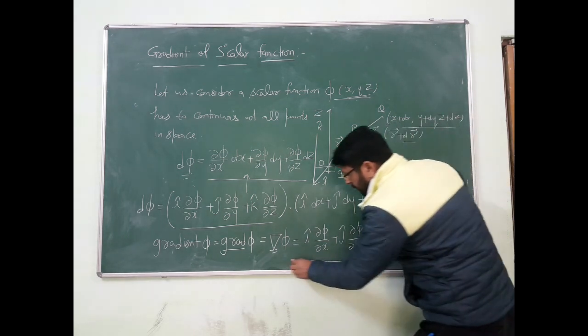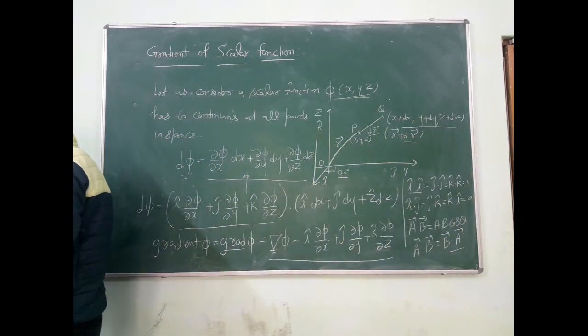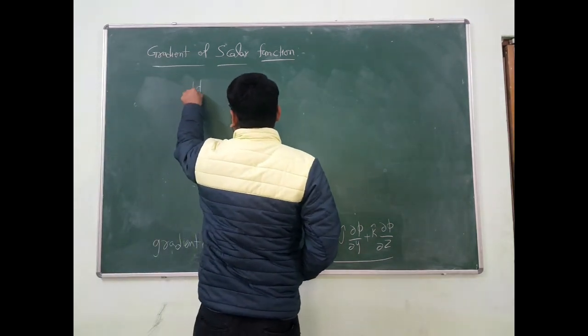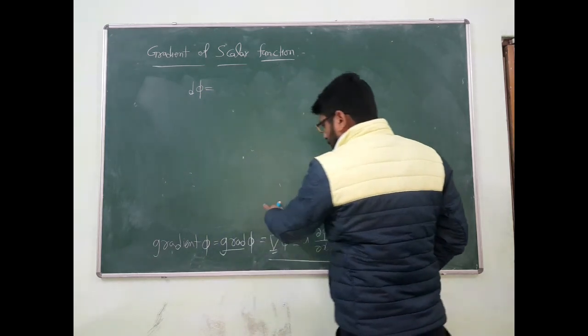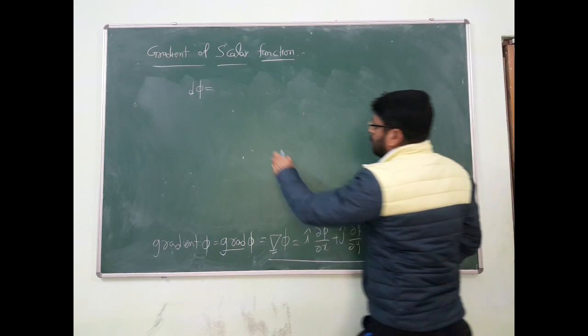This term is known as the gradient of a scalar function, because phi is a scalar function. So this dφ which we have calculated will be that first term, which we defined as the gradient of phi.